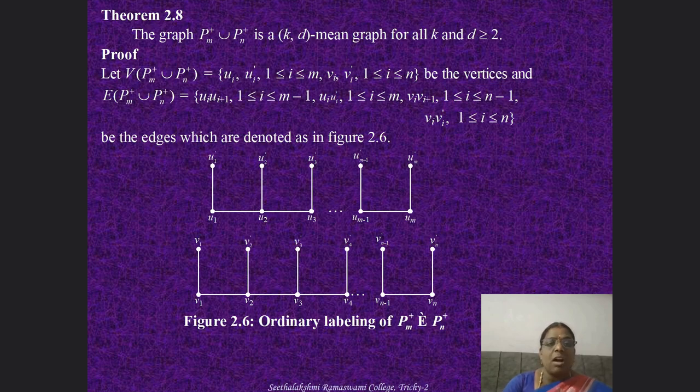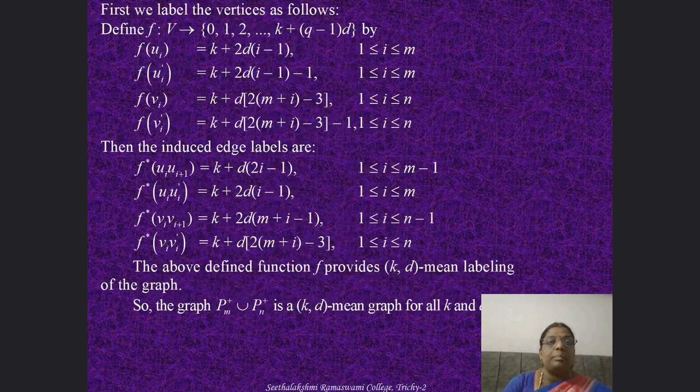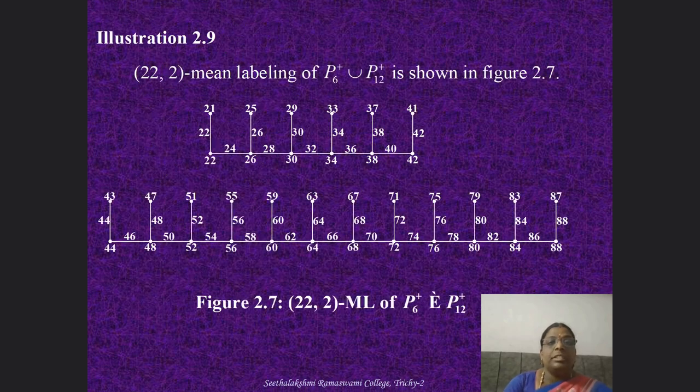So this is the ordinary labeling for the graph Pm plus union Pn plus. These are the labelings we have obtained for the vertices as well as the edges. So this labeling provides a k, d mean labeling for the graph Pm plus union Pn plus. This is the illustration for the 22, 2 mean labeling of P6 plus union P12 plus.